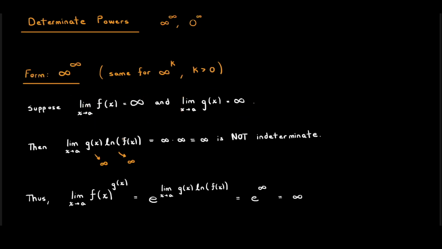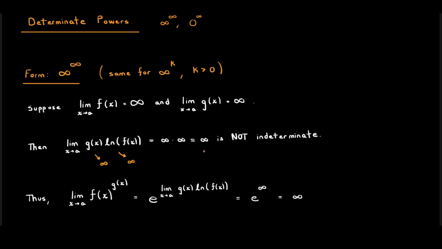And then if we analyze the behavior of the limit in the exponent, then we have that g of x is approaching infinity, f of x is approaching infinity, and natural log of infinity is also infinity. So we have infinity times infinity. This is not indeterminate, right? The answer is just infinity.